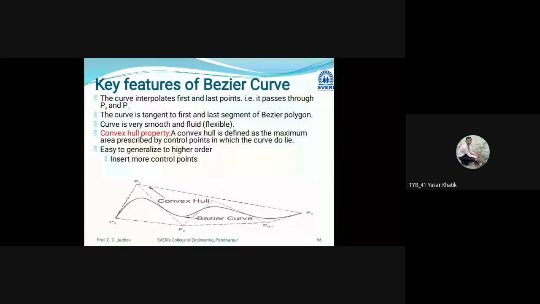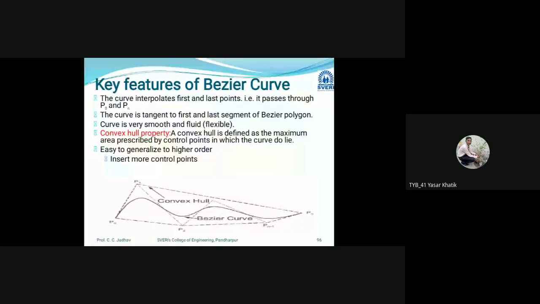Then next, a closed Bezier curve can simply be generated by closing the polygon, that is, closing P0 and Pn. Okay. Suppose you want to create a closed profile, then you can just close the P0 and Pn points. You can create the closed profile.